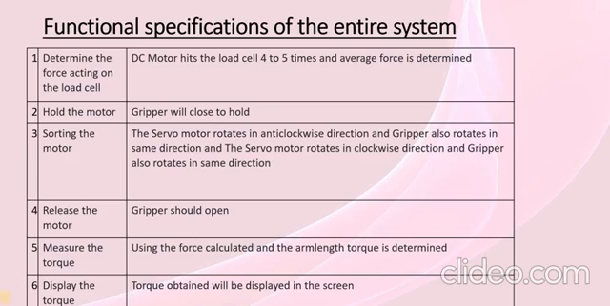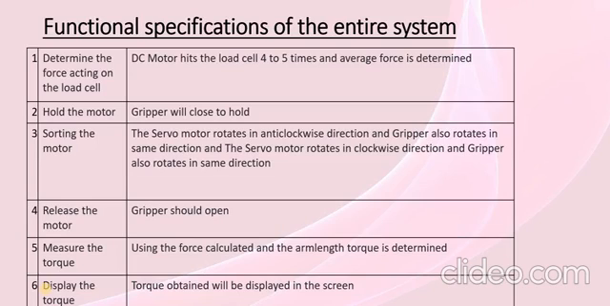Next is sorting of the motor. In sorting of the motor, a servo motor is used which will rotate in clockwise or anti-clockwise direction based on the torque values. For example, the servo motor will rotate in clockwise direction if torque is equal to X, so that the gripper will also rotate in the clockwise direction and sorting takes place. Similarly, if torque is equal to Y, the servo motor will rotate in anti-clockwise direction and the gripper will also rotate in the same direction and sorting takes place. So this is an example of how sorting of motor takes place in our case.